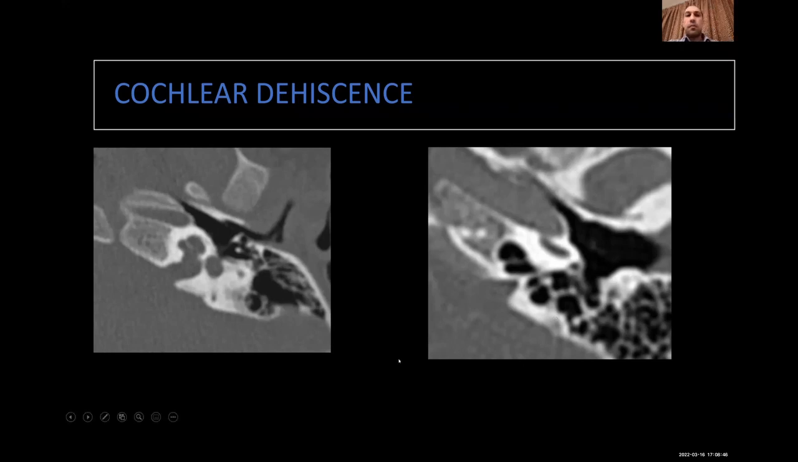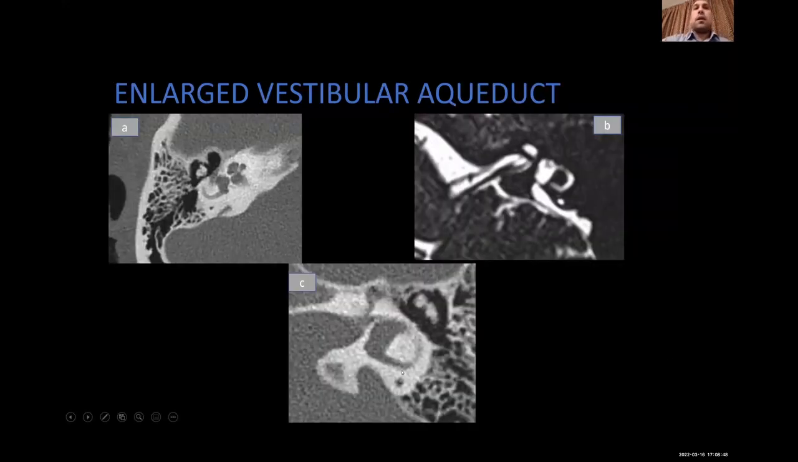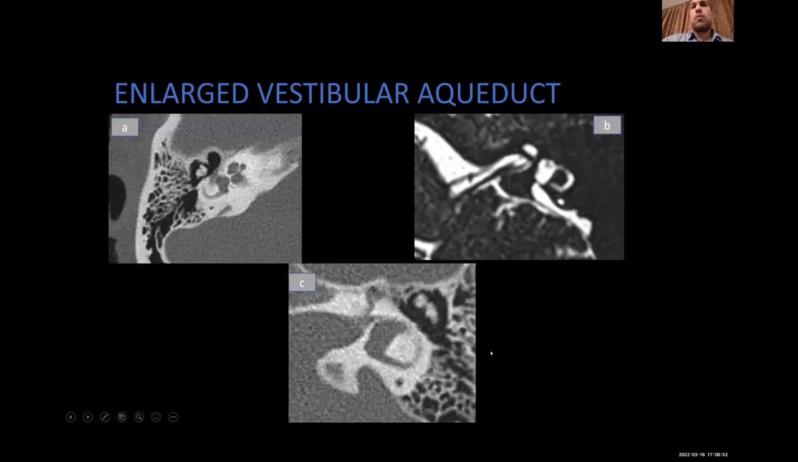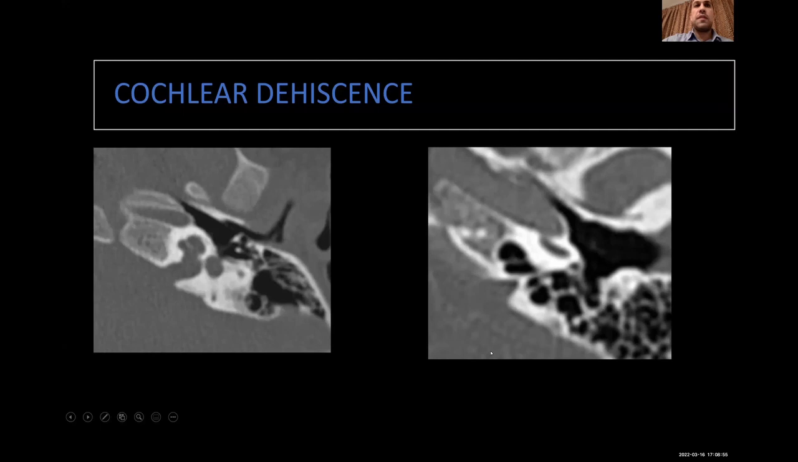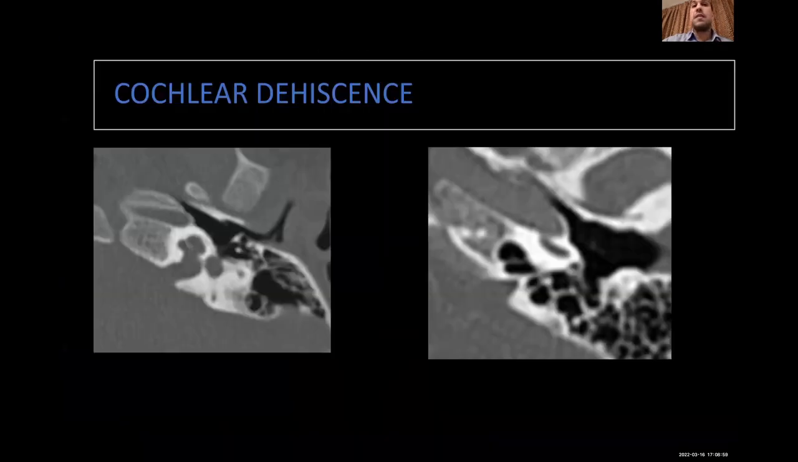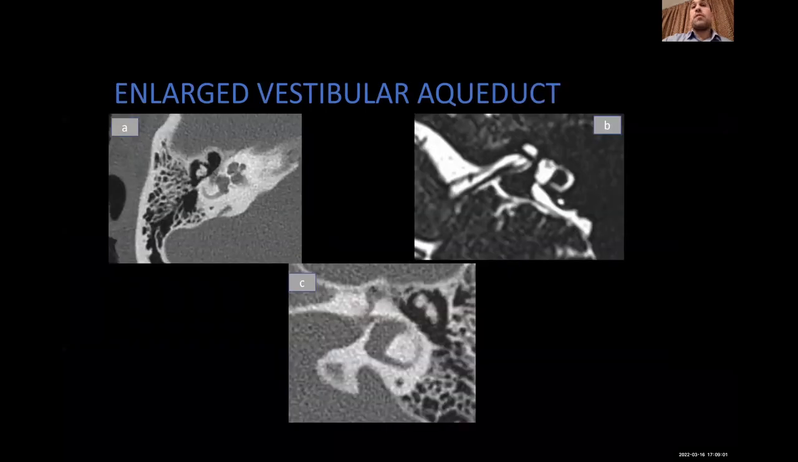So the cochlear dehiscence, the semicircular canal dehiscence, the most common is superior semicircular canal dehiscence. Next is the enlarged vestibular aqueduct, which is normal, A, B, or C? Can I see on the chat, please? Many thanks. Okay. Which is normal.